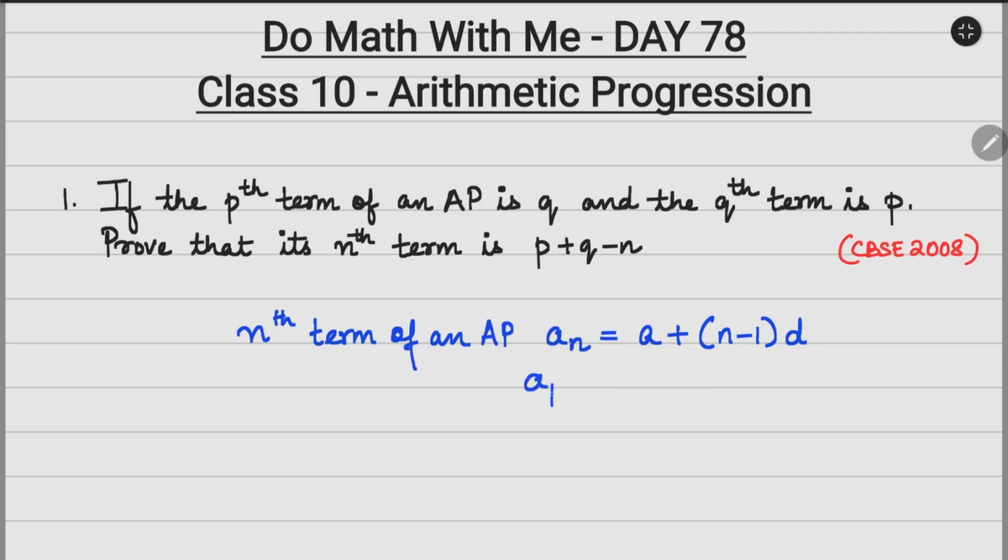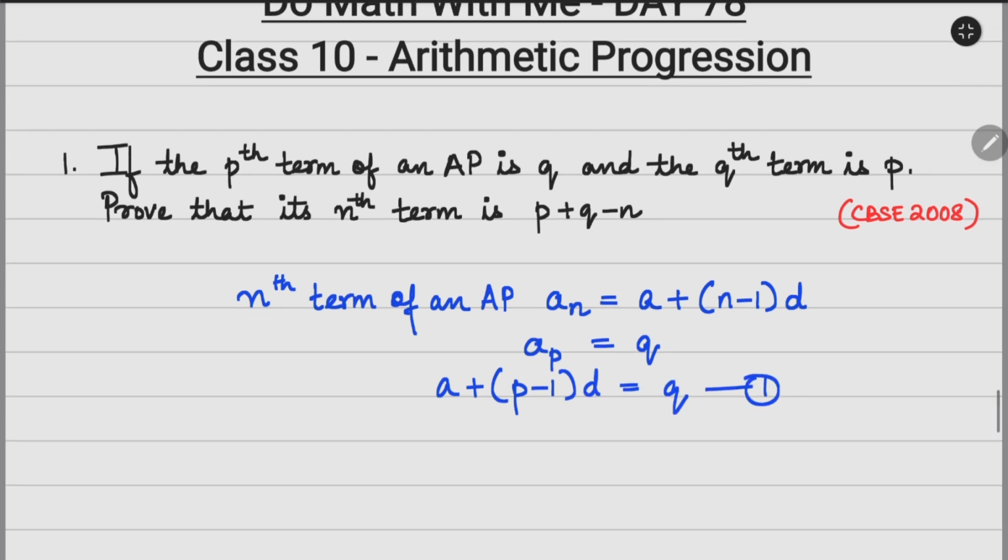So what will be your pth term? As per the question, the pth term of the AP is given as q. So when you expand it, a_n equals a plus (n minus 1) into d. Similarly, the pth term is a plus (p minus 1) into d, which is equal to q. Let this be equation 1.